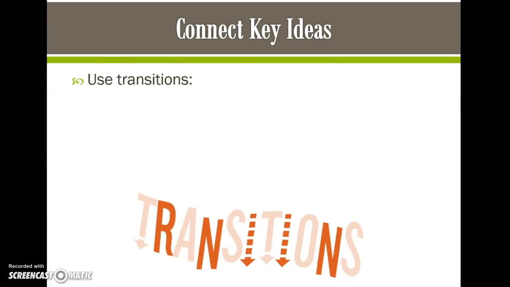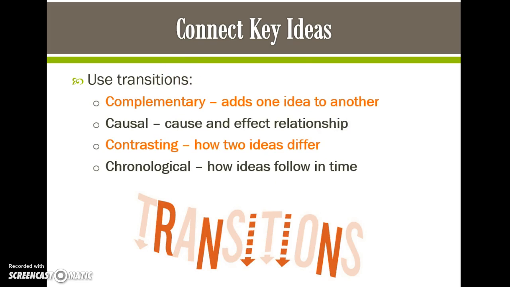In terms of connecting ideas, we use transitions. So we've talked about signposts, and that really highlights more the major ideas. But when we talk about the details and the evidence, you also want to use transitions for those things. There are 4 different kinds of transitions that I'm going to talk about: complementary, causal, contrasting, and chronological.